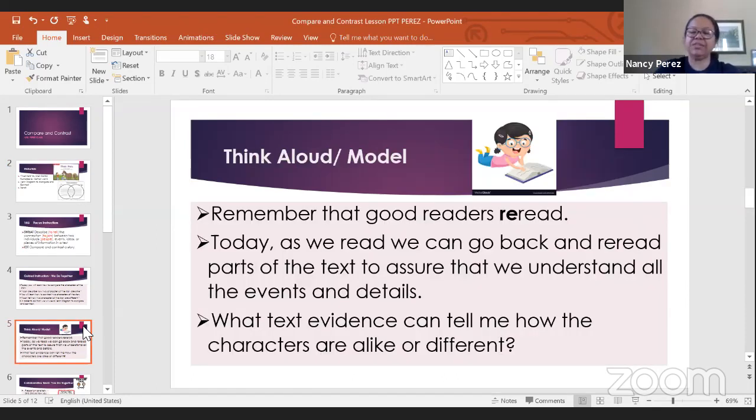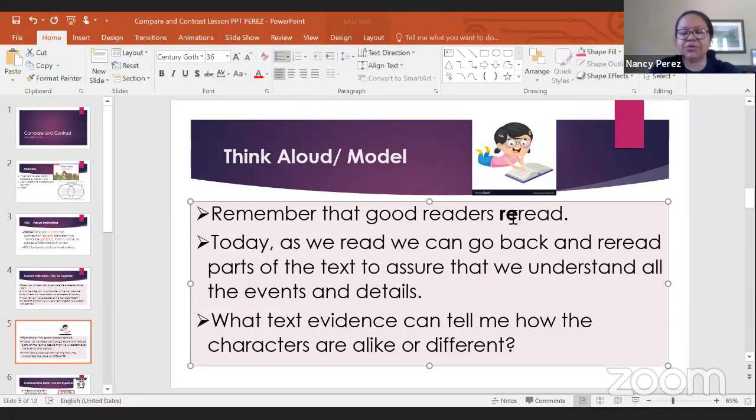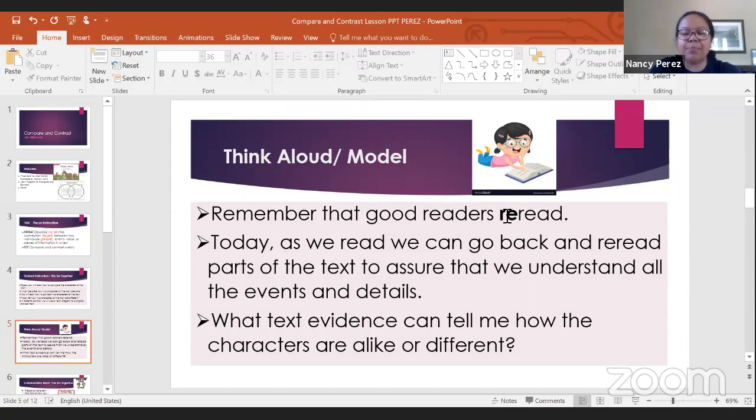So we're going to think aloud and model. Remember, good readers always reread. You see this prefix right here? When you see this prefix right here, that is in bolded print, bolded font, it tells you to do something again. So maybe you said, I already read that book, but good readers say, I'm going to read it again. Okay, so today, as we go back and reread parts of the text to ensure that we understand all the events and details, what text evidence can tell me how the characters are alike or different?